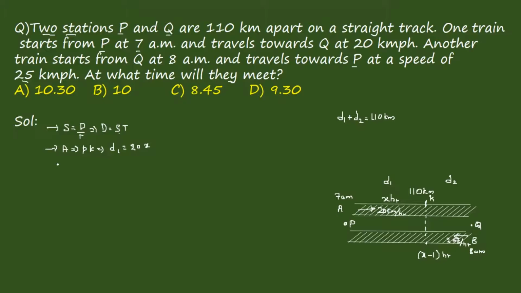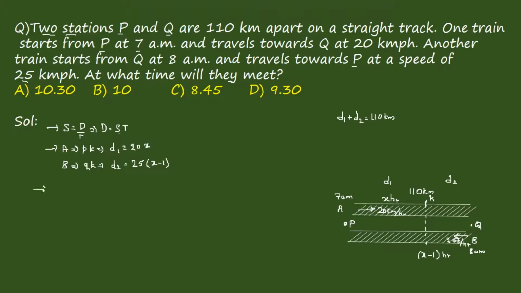And if you consider B, it is moving from Q to K. Distance is considered D2. What is the speed of B? It is 25. The time taken is X minus 1 hours. We got D1 and D2, but we know that D1 plus D2 is equal to 110.